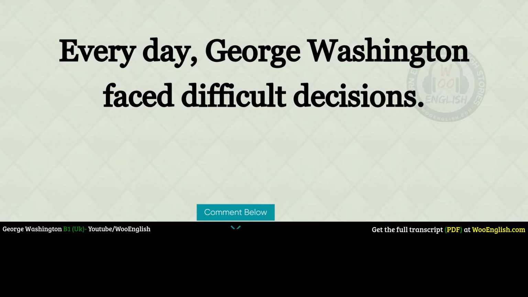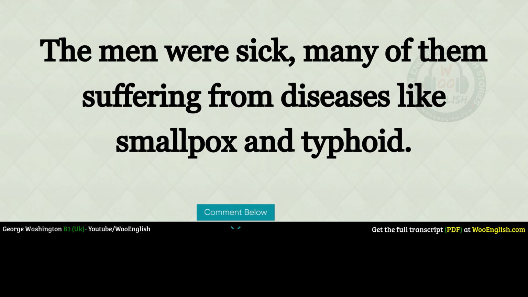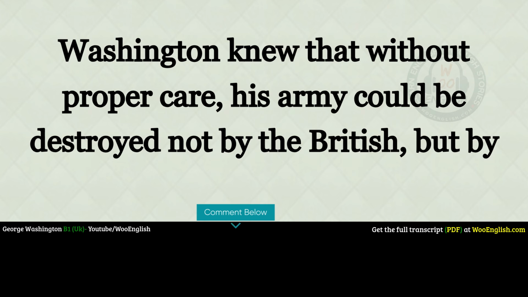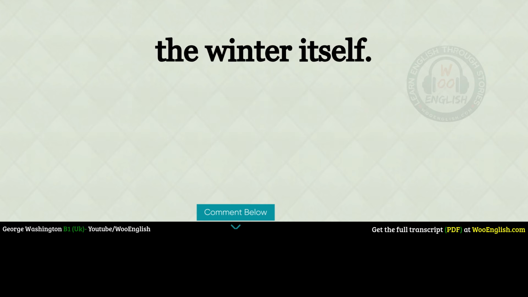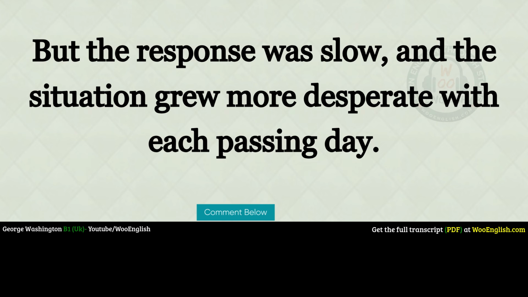Every day, George Washington faced difficult decisions. Supplies were scarce. Food, clothing, and medicine were in short supply. The men were sick, many of them suffering from diseases like smallpox and typhoid. Washington knew that without proper care, his army could be destroyed not by the British, but by the winter itself. He wrote letters to Congress, pleading for more supplies, more help. But the response was slow, and the situation grew more desperate with each passing day.